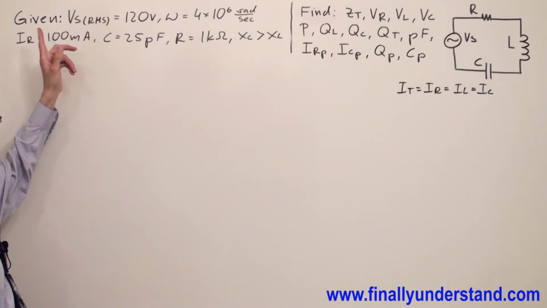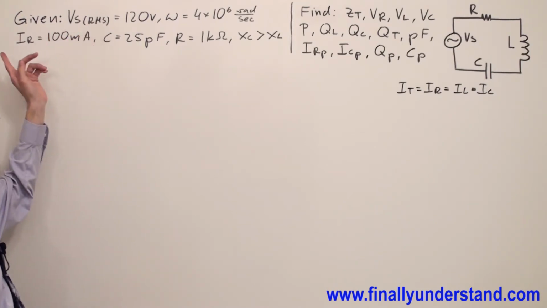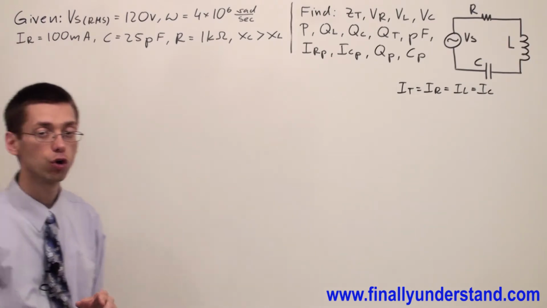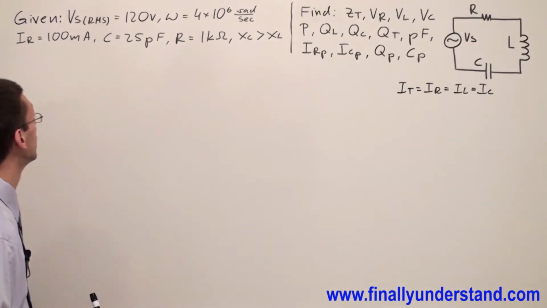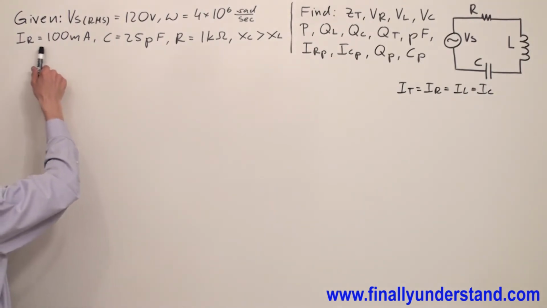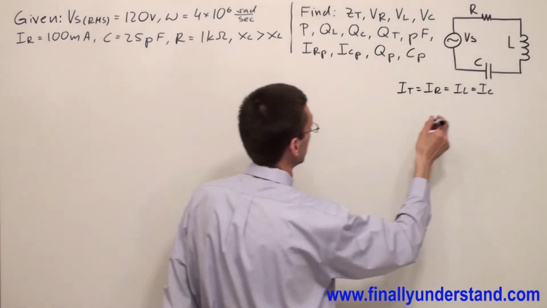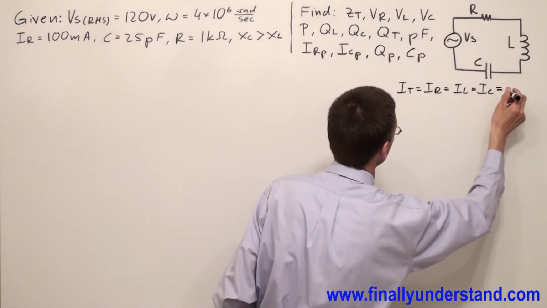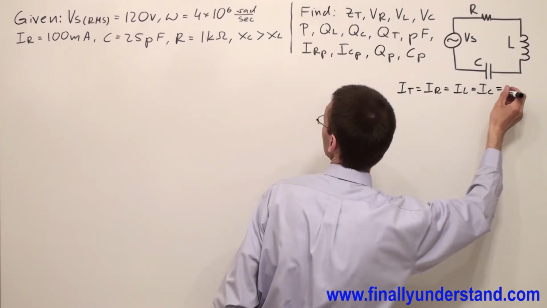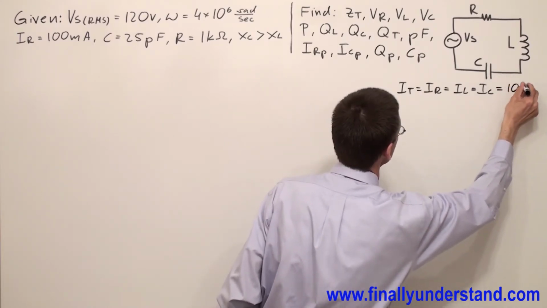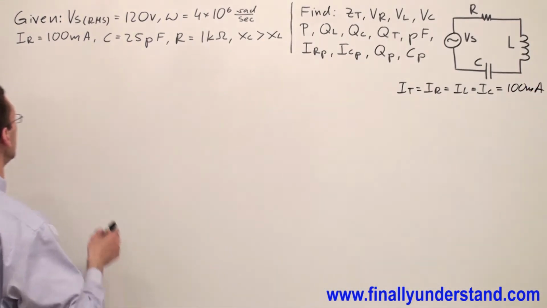Please notice that my voltage source is RMS voltage. And I'm going to assume that my current is also RMS because it's not specified in a different way. So this is also my total current according to the KCL, Kirchhoff current law for series circuit. This is equal to 100 milliamps.